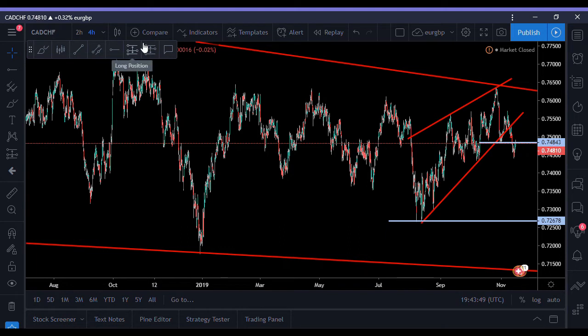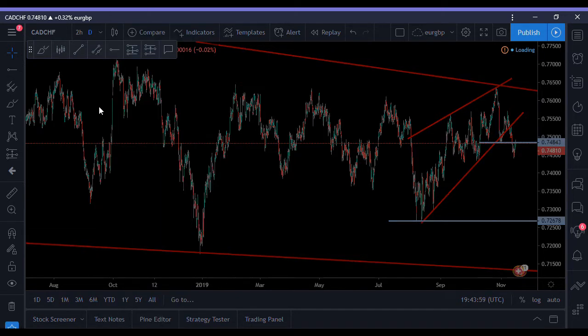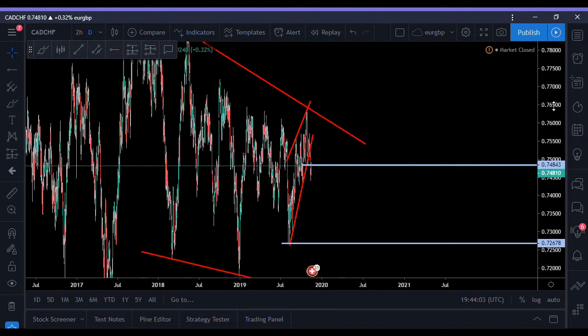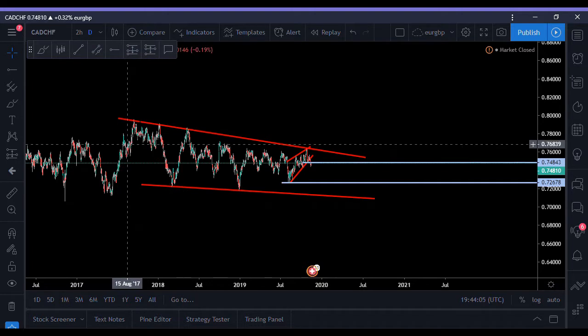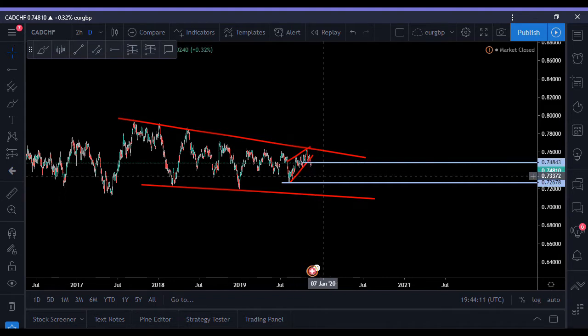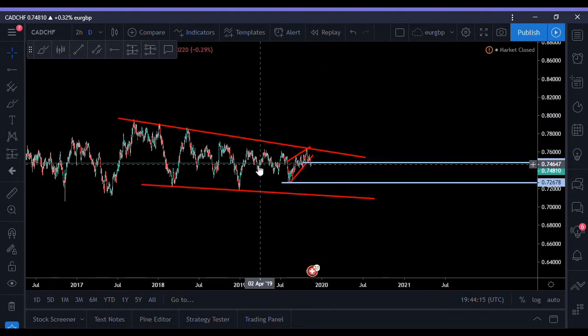So our first pair today is CAD Swiss franc. Just gonna start with the bigger time frame. Going on to a daily time frame, what we have is sort of like a descending channel. The upper part is going to be like a wedge at the end, and you can actually get a wedge where price will shoot up, but that's gonna take a little bit longer.